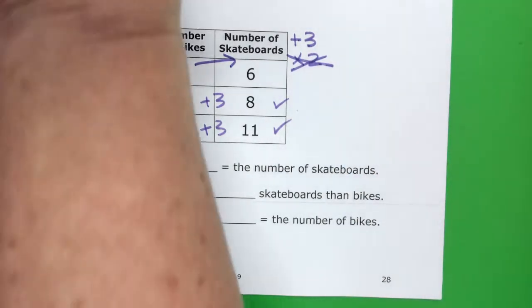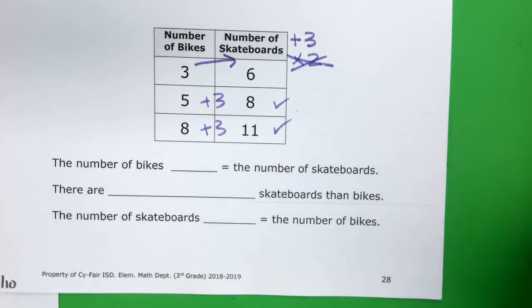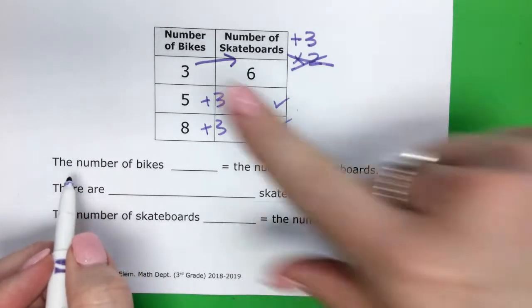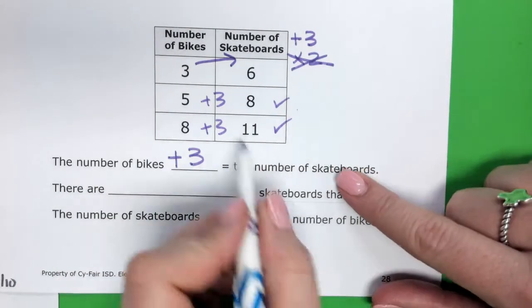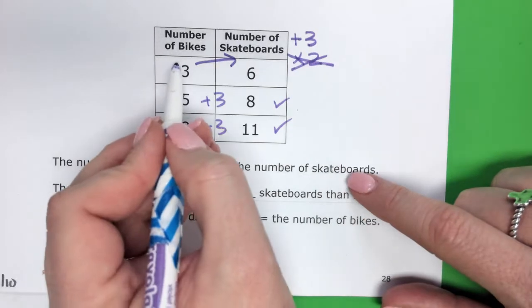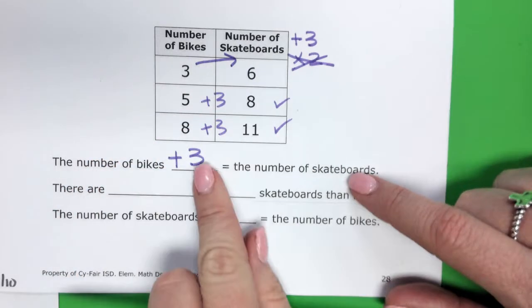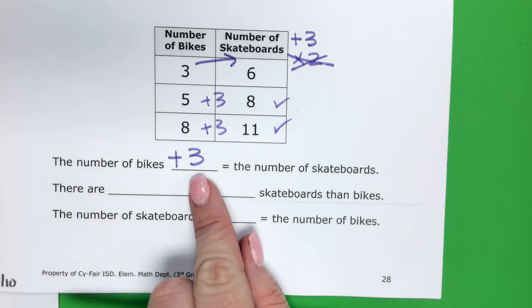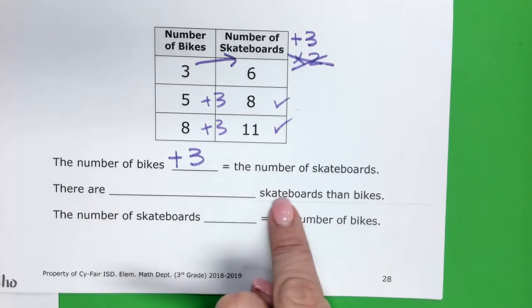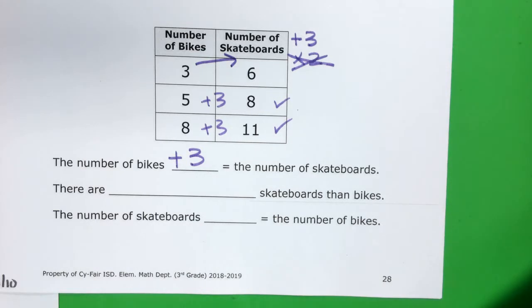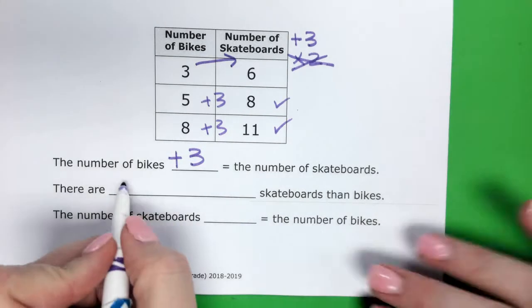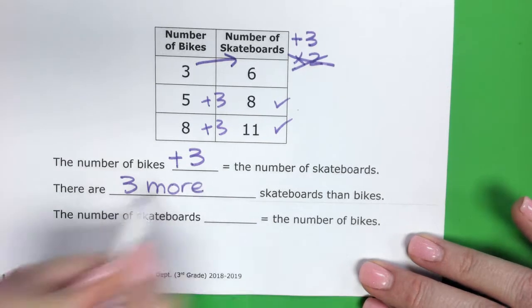So let's look at our relationship sentences. The number of bikes plus 3 equals the number of skateboards. That's the relationship going from bikes to skateboards. Make sure you've written it there. There are blank skateboards than bikes. Are there more skateboards or less skateboards? Look at the numbers again. There's more skateboards. How many more? 3. There's 3 more skateboards than bikes.